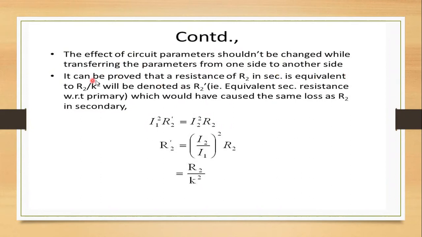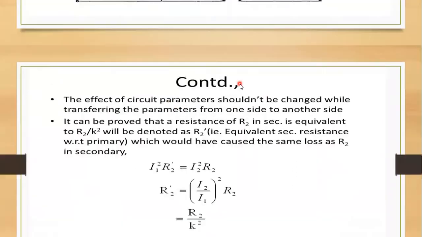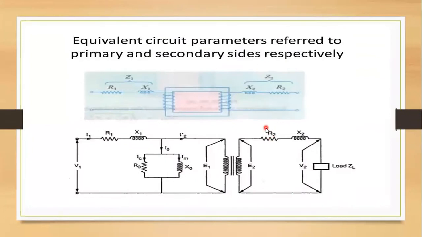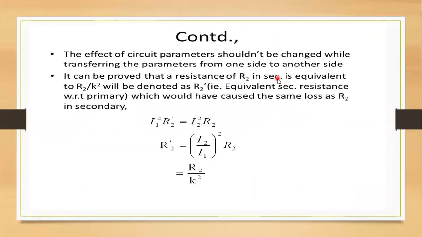Okay, so it can be proved that a resistance R2 on the secondary side is equivalent to R2 by K square on the primary side. R2 by K square will be denoted as R2 dash.